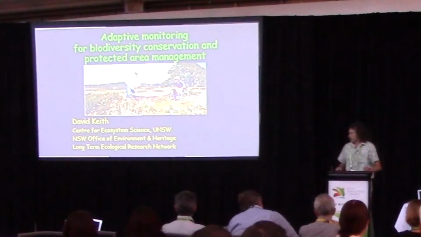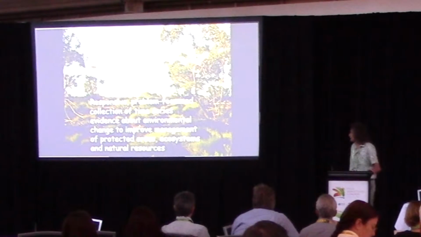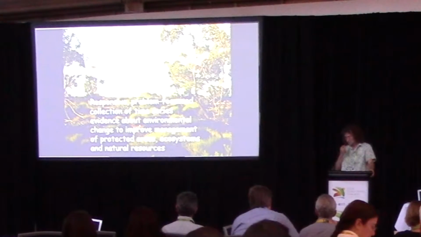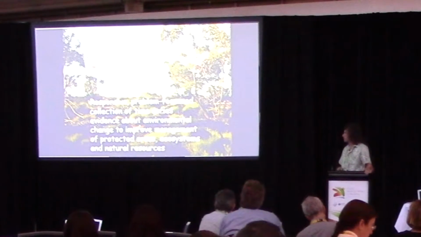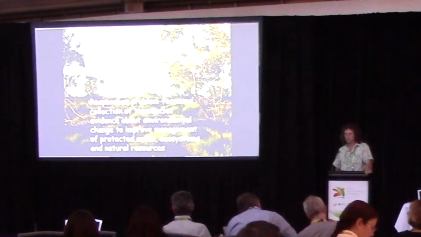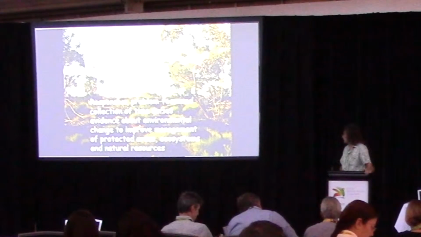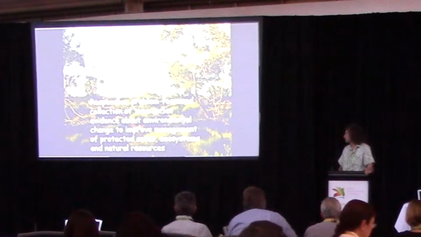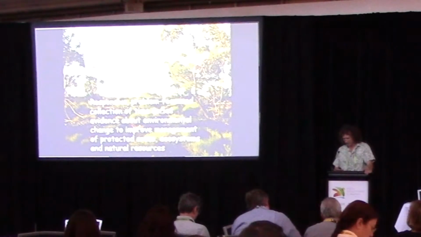Thanks, Aaron. I'll get straight into it. What is adaptive monitoring? Well, here's a definition. It's responsive, problem-focused collection of time series evidence about environmental change. And it's purpose-driven. So we're collecting that information to improve the management of protected areas, ecosystems and natural resources.